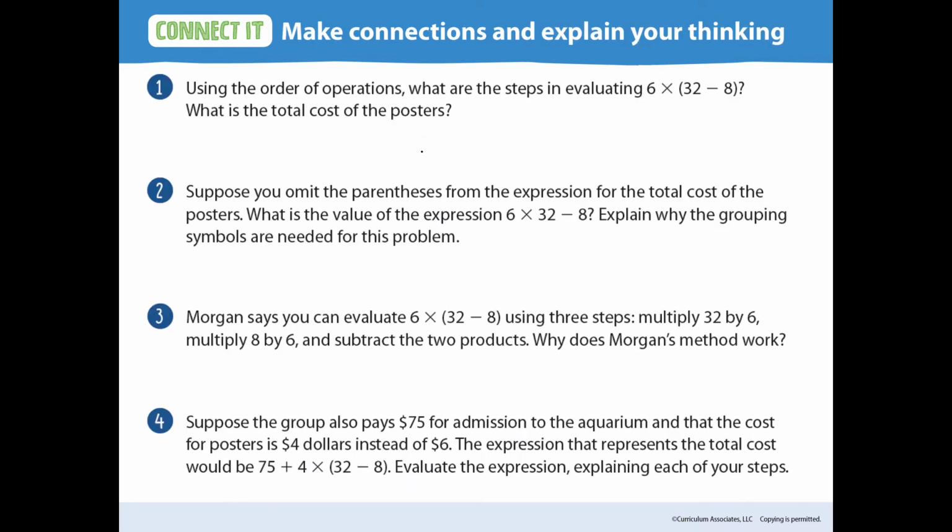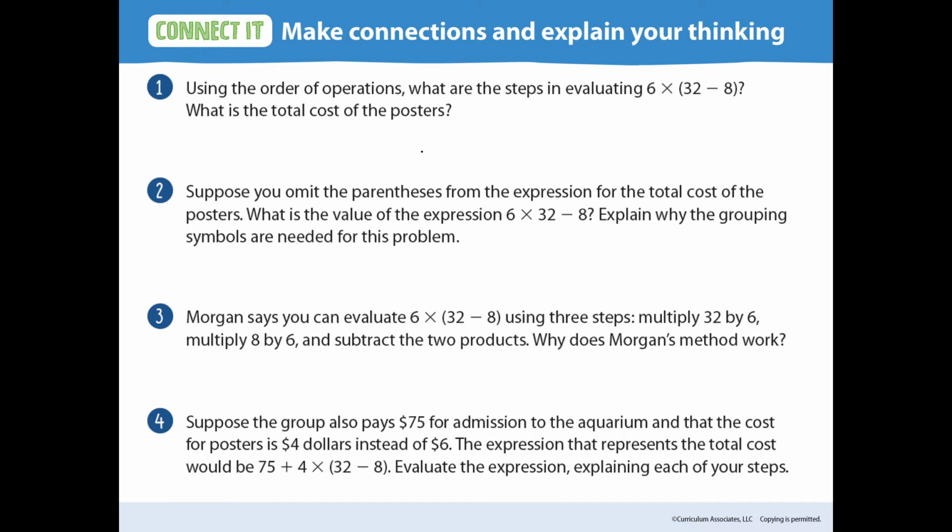Connect it. Using the order of operations, what are the steps in evaluating 6 times 32 minus 8? What is the total cost of the posters? Subtract the numbers in parentheses first. 32 minus 8 equals 24. Then we multiply 6 times 24. 6 times 24 equals 144. Therefore, the posters cost $144.